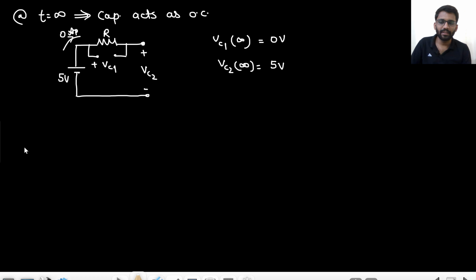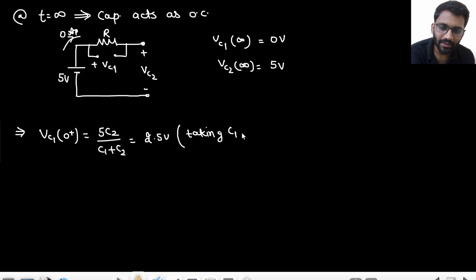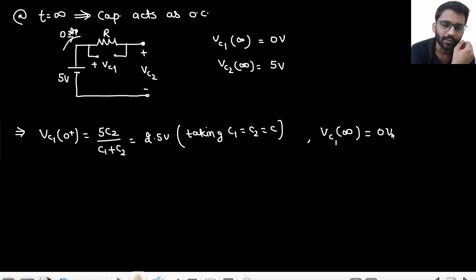So basically, you know two things here. VC1 at t equals 0 plus is 5 C2 upon C1 plus C2, or you can write it as 2.5 volt, taking C1 equals C2. For simplicity, I am taking C1 equals C2 equals C. And what is the value of VC1 at infinity? That would be 0 volt. So what do you think?